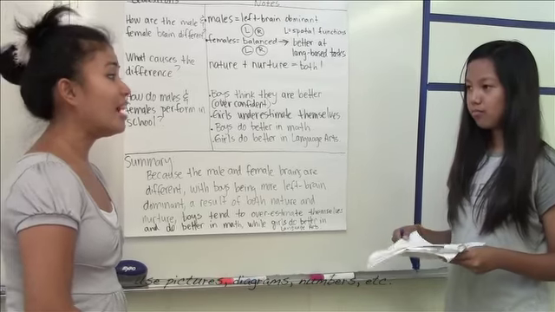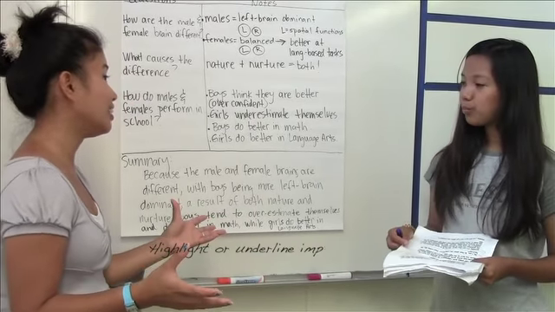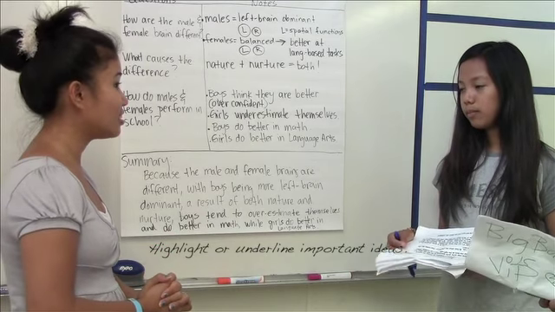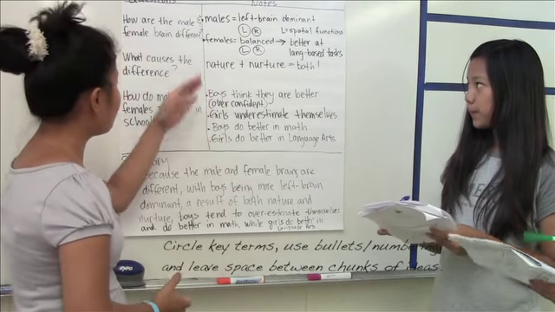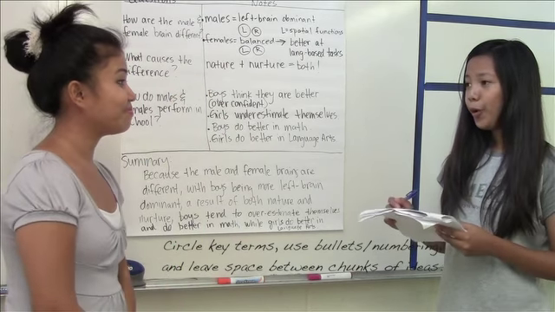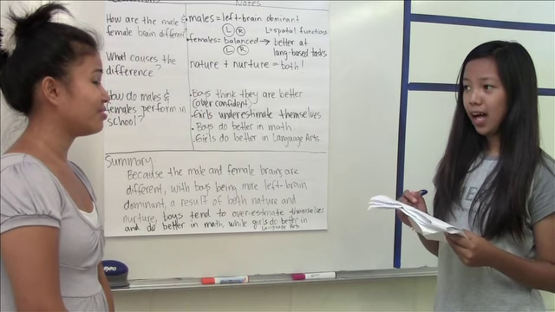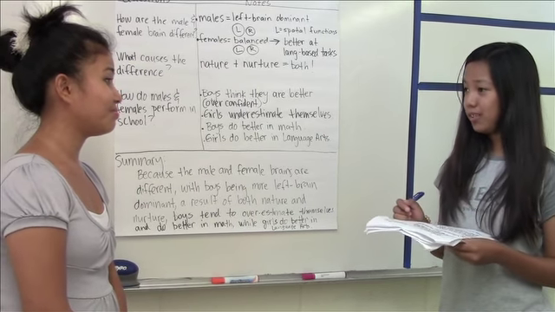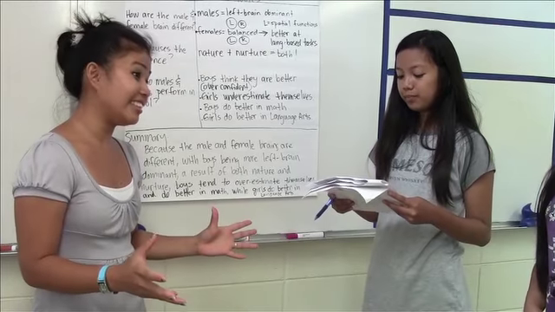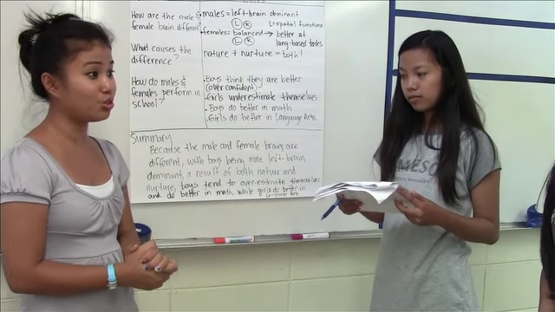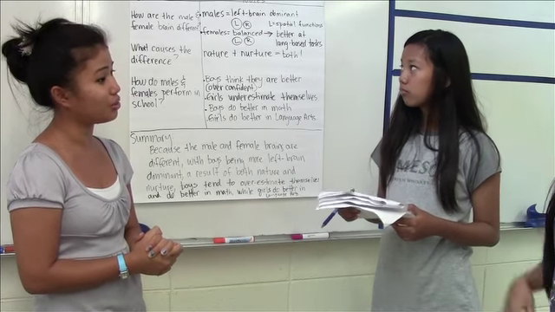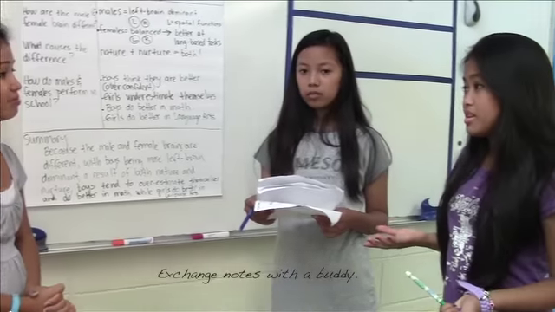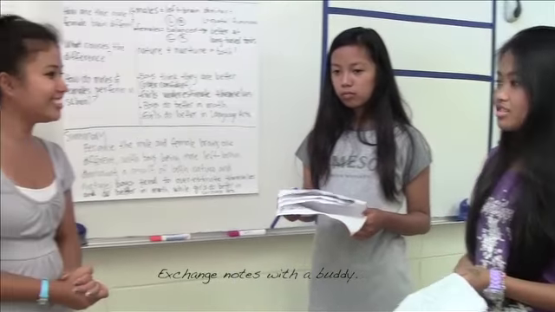Cool. Another helpful thing to do is highlight or underline important ideas. Circle key terms, use bullets or numbering, and leave space between chunks of ideas. Oh, I see. It's kind of like how we mark the text when we do critical reading. Yes, exactly. And if you really want to make sure you took good notes, exchange your notes with a buddy and see if you can give each other any missing info or get clarification. You mean it's okay to share notes? Of course! Wait, what about the left side of the paper?